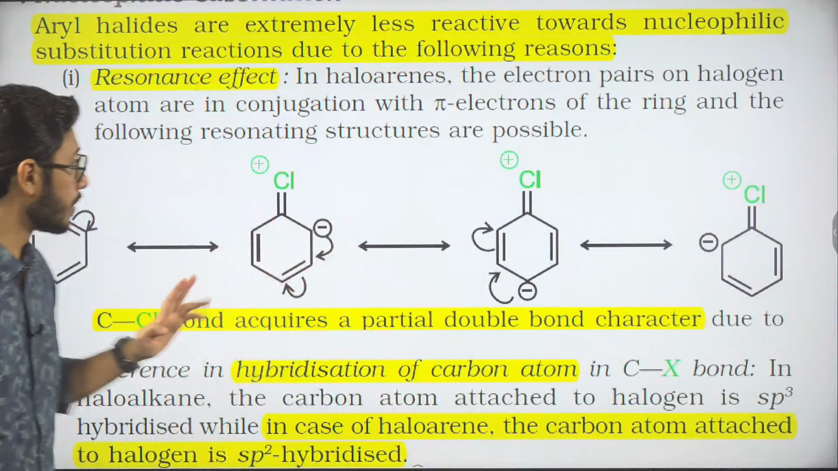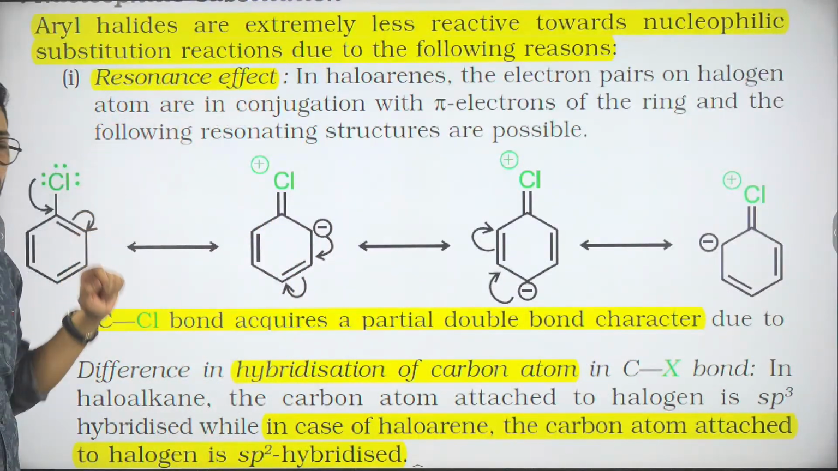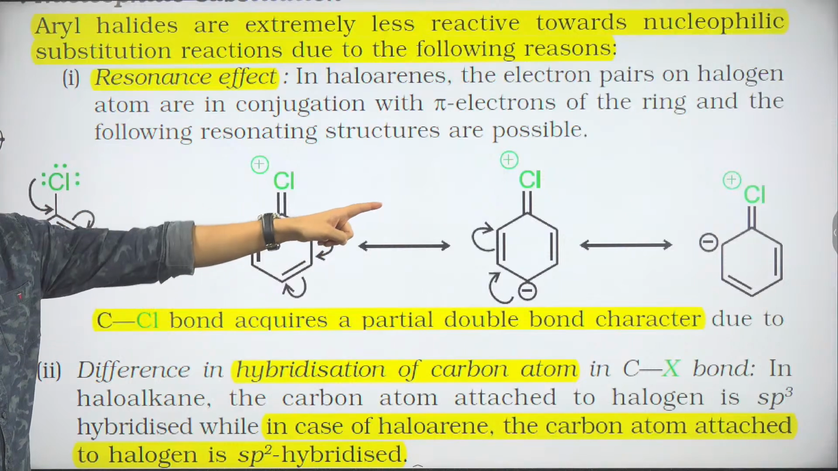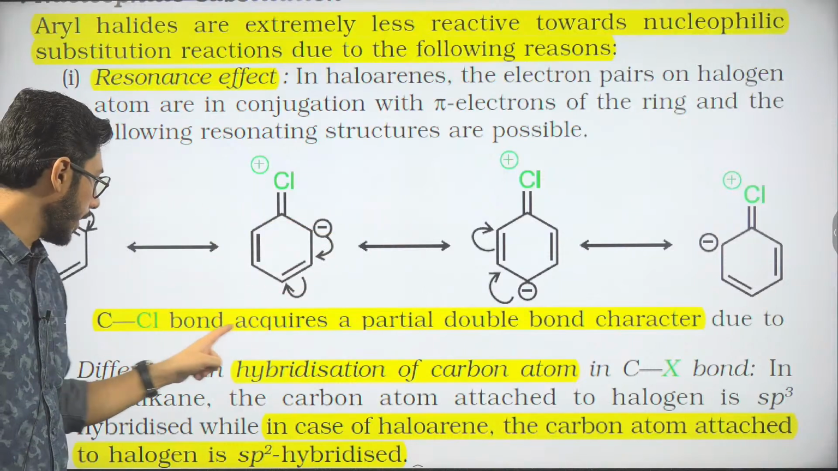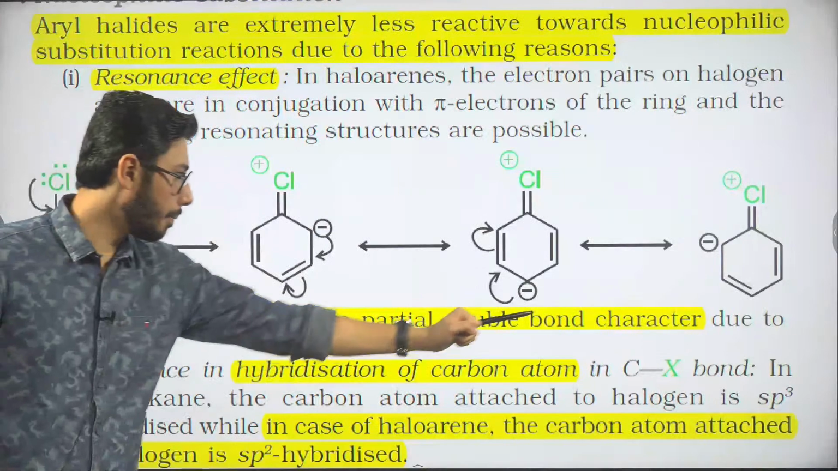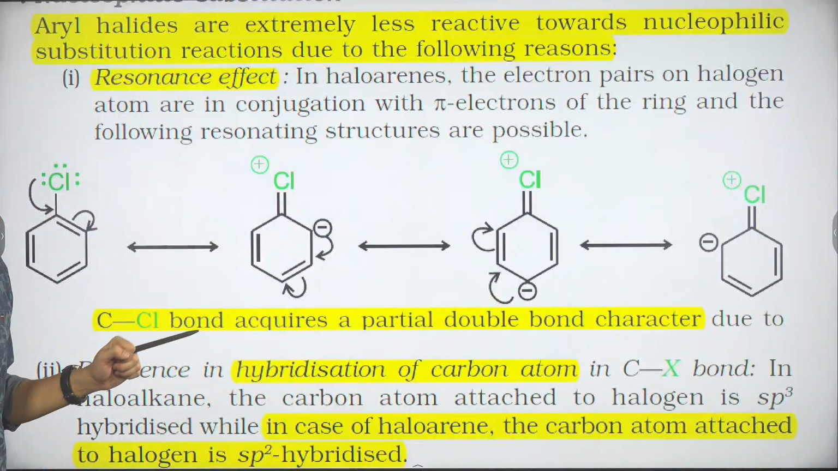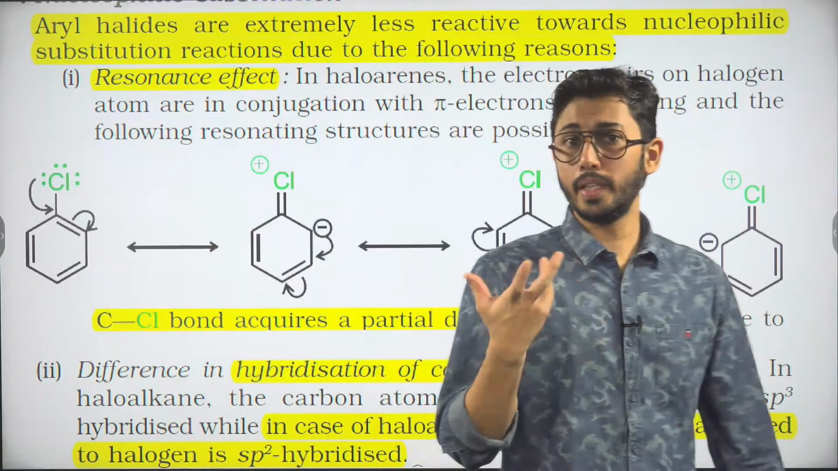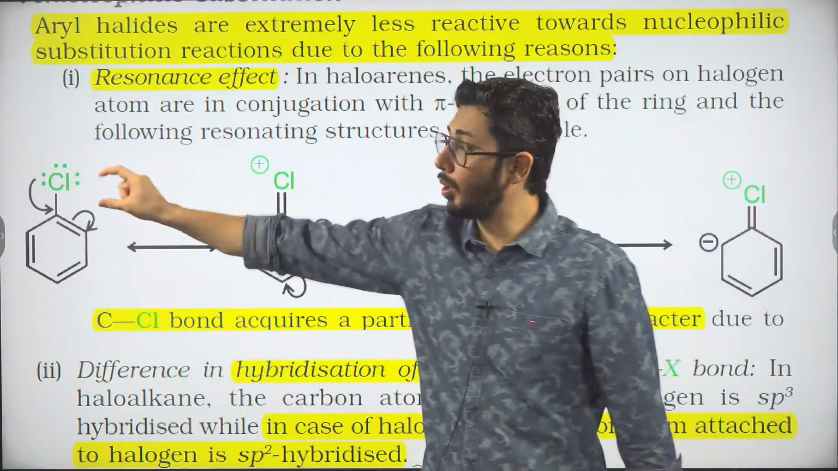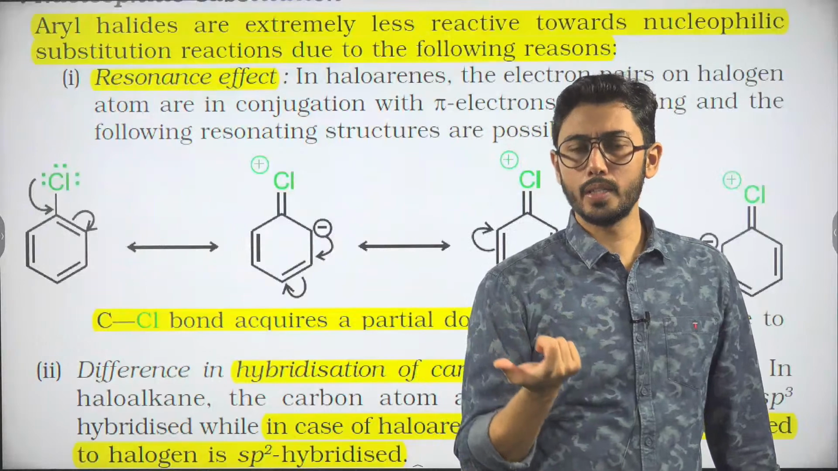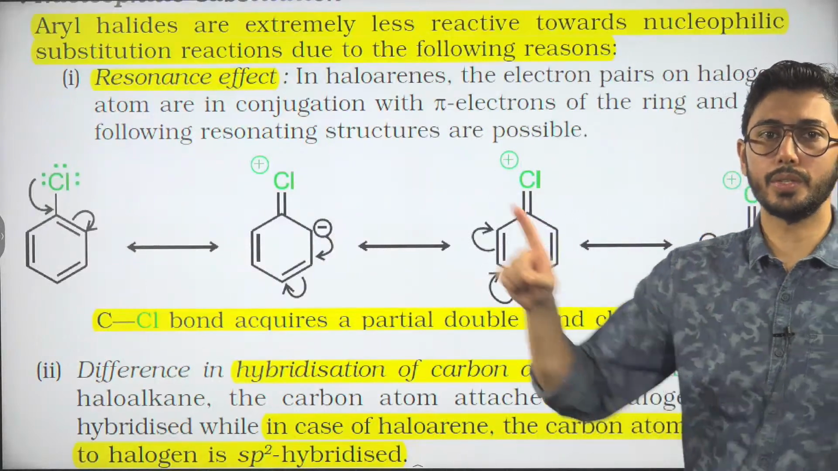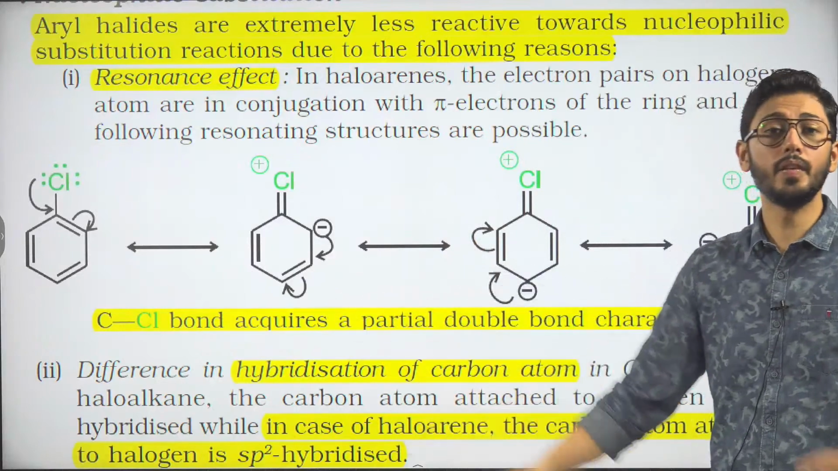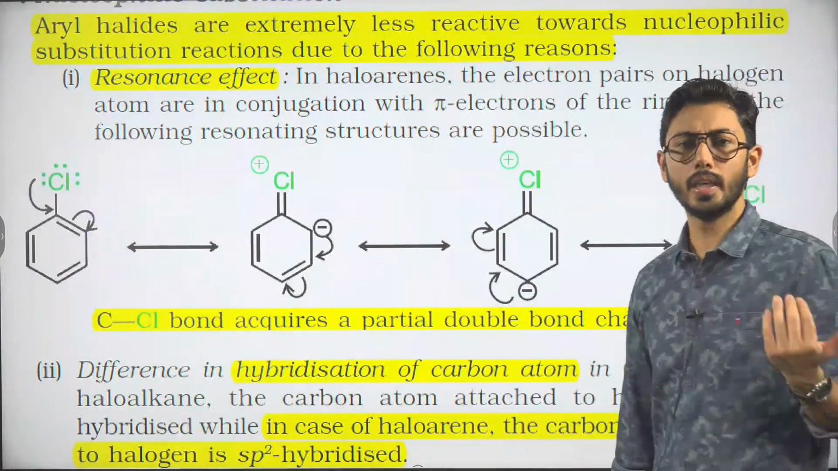One is the resonance effect. What happens due to the resonance effect? Between C and Cl, partial double bond character will arise. So the C-Cl bond acquires partial double bond character. The question is, why is this not participating easily? Because the C-Cl bond is not cleaved easily. And why is it not cleaving easily? One reason is the resonance effect, which leads to partial double bond character in the C-X bond, maybe C-Cl or C-Br.